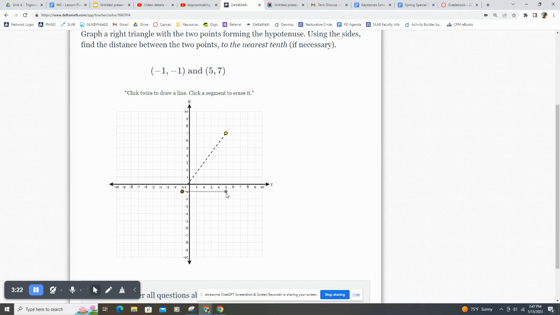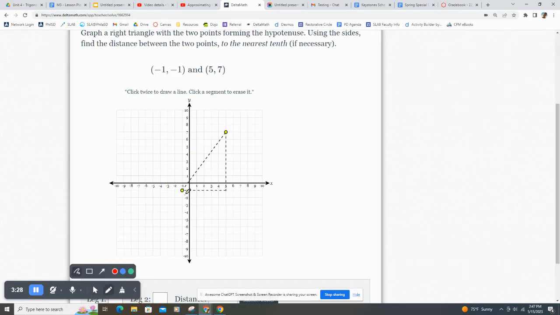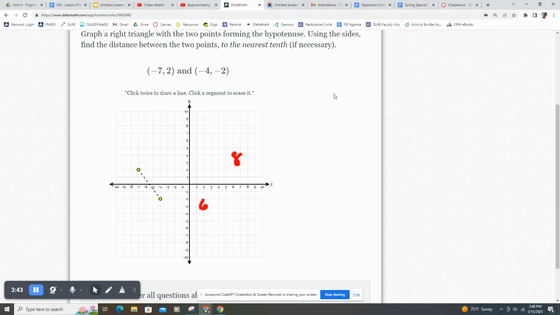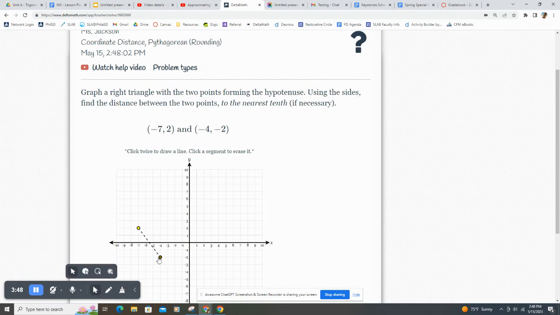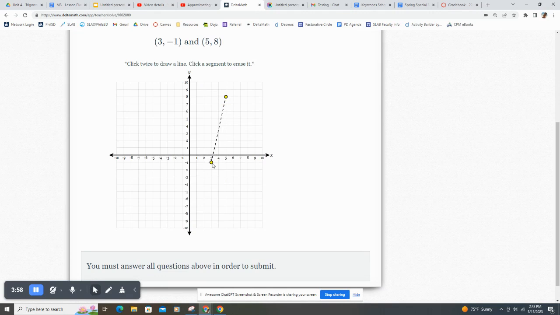So again, we're going to create our right triangle using the horizontal and vertical distance. In this case, we are going from -1 to 5, so this has a horizontal distance of 6, and a vertical distance from -1 to 7. This is the same one, so I'm going to skip this one because we got the same leg lengths. Let's try this one. From -4 to -7 is 3. I know that this one is going to give us a nice one again because it's a 3, 4, 5 triangle.